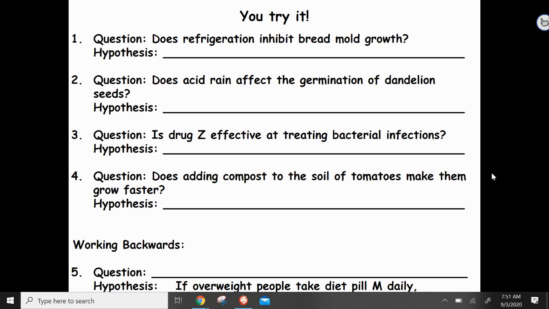All right, working backwards. What this means is, let's say you're given the hypothesis. I'm not going to spend a lot of time on this, but if you're given the hypothesis, you could work backwards. What was the question? I know this is a little hard to see because of this thing down here, but it basically says, if overweight people take some diet pill every day, then they will lose weight. That's the part you can't read at the bottom. It's covered. I apologize. So if overweight people take diet pill M daily, then they will lose weight. And if you want to work backwards from that, you could simply say your question could be, does taking diet pill M affect weight loss, or something like that?